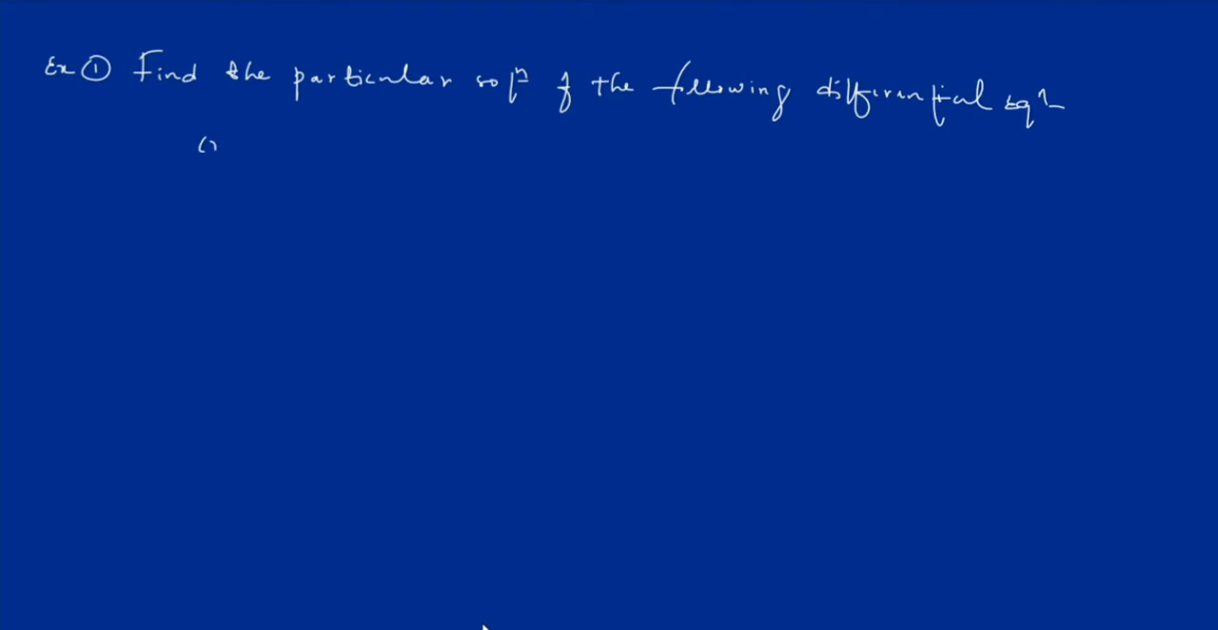It is (x plus 1) dy by dx equals 2e to the power of minus y minus 1, such that y equals 0 when x equals 0. It has been asked in CBSE 2012 also. This question has been asked in CBSE 2012.